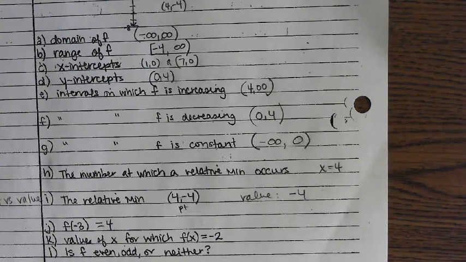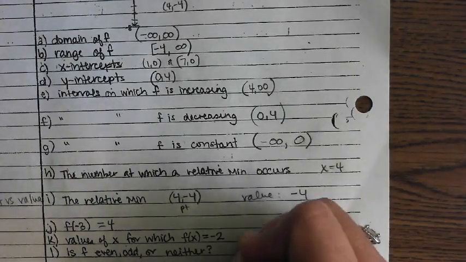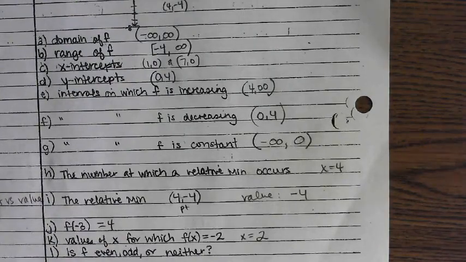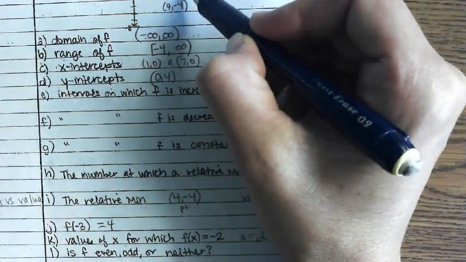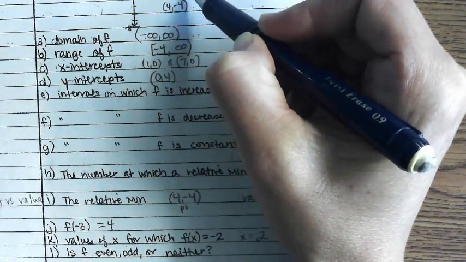Value of x for which f of x equals negative 2. Morgan. 2. Anybody get anything different? Good. Aiden? They got 2 and right, there's just another location as well. Do you see that, Morgan?